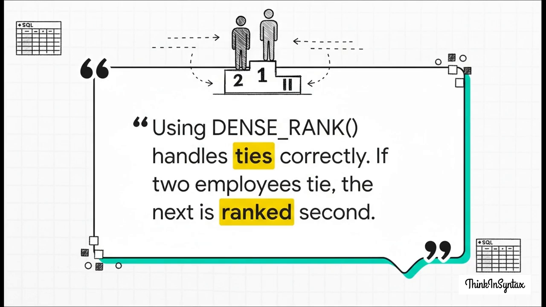Functions like dense rank are specifically built to handle ties correctly. I mean, think about it. If two people are tied for the highest salary, the next person should be ranked second, right? Dense rank makes sure that happens. For data integrity, that's a huge deal.